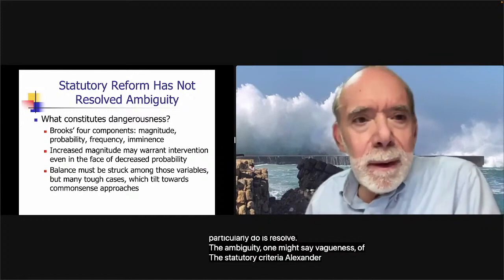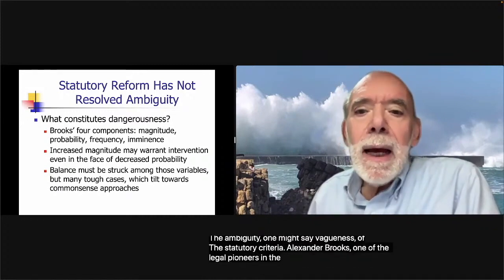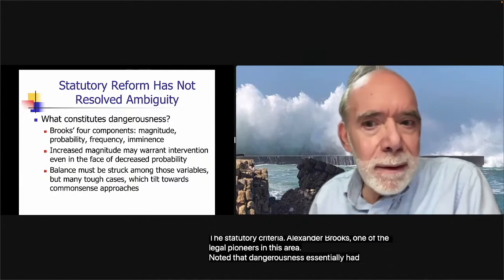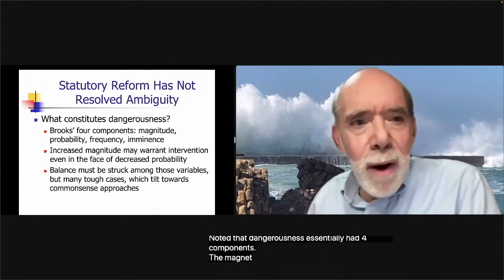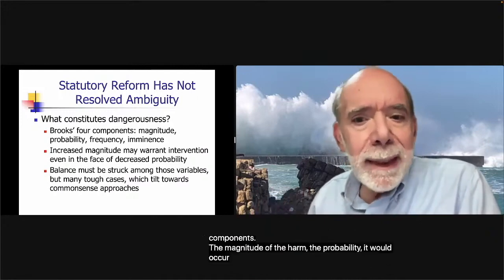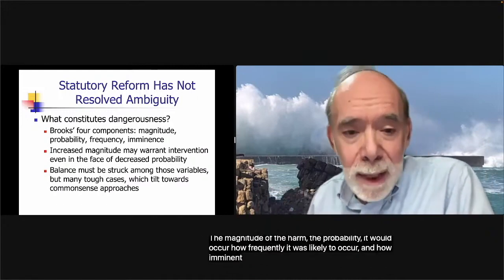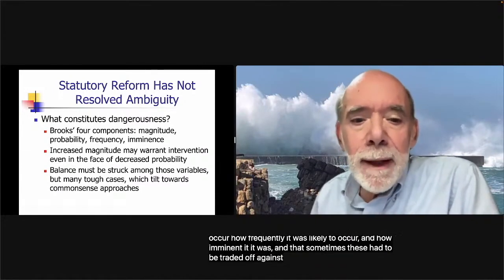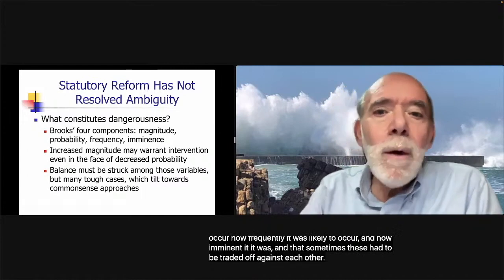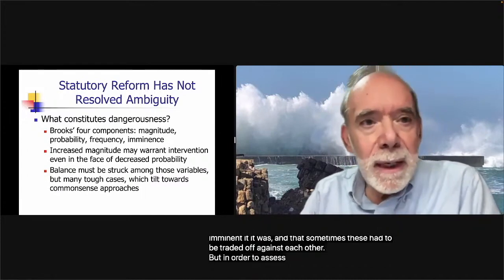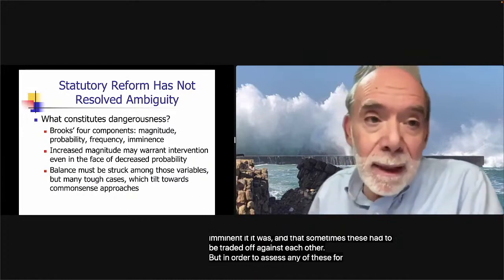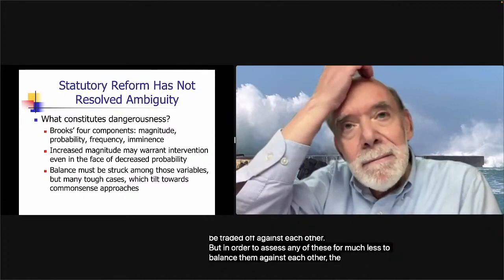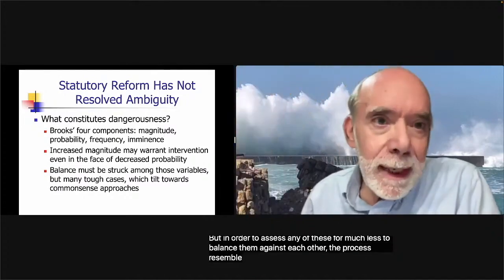Alexander Brooks, one of the legal pioneers in this area, noted that dangerousness essentially had four components: the magnitude of the harm, the probability it would occur, how frequently it was likely to occur, and how imminent it was, and that sometimes these had to be traded off against each other. But in order to assess any of these four, much less to balance them against each other, the process resembled art more than it did science.